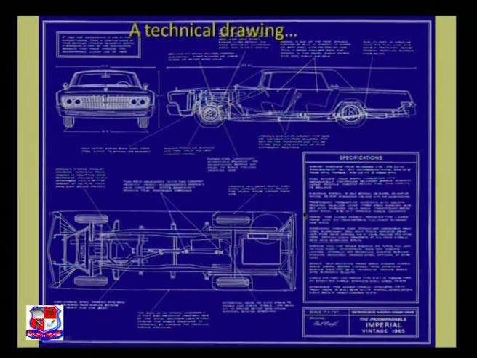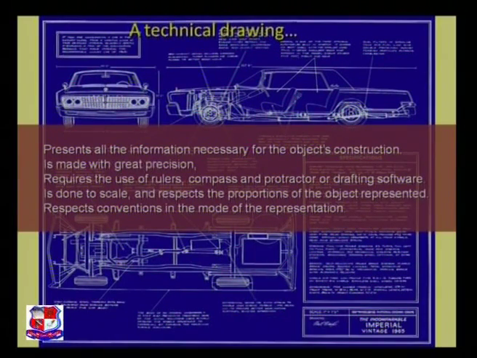So what does a technical drawing present? A technical drawing presents all the information which is necessary for the object's construction. It is also made with great precision. We need to keep our eyes open and we need to draw very properly. It requires rulers, compass, protractors, as well as some drafting software.